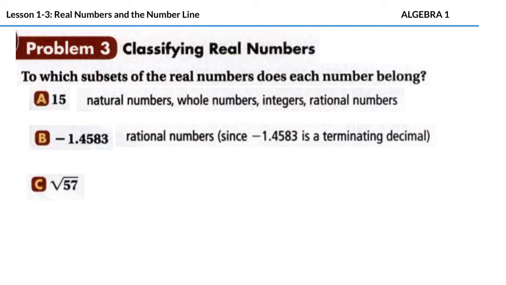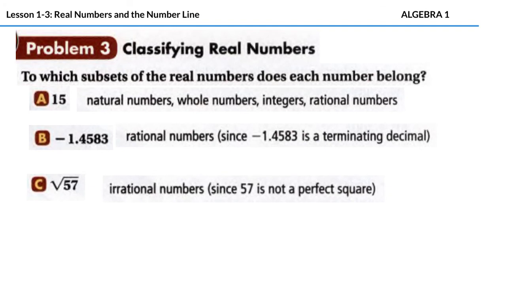First of all, is 57 a perfect square? It is not a perfect square. Therefore, is it rational or irrational? It is an irrational number. Great, that's excellent. Let's move ahead.